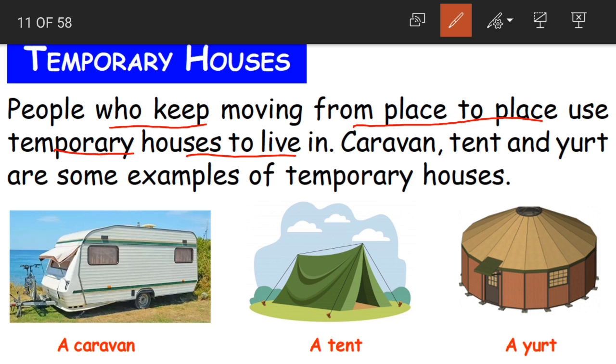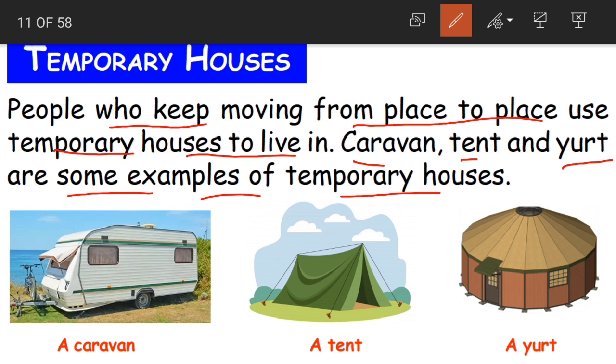So they cannot have a pakka house to live in for some time. In that case, what do they do? They use temporary houses to live in. Caravan, tent, and yurt are some examples of temporary houses.